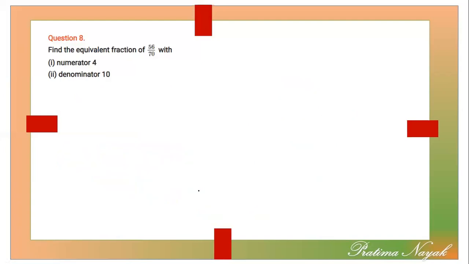Question number 8. Find the equivalent fraction of 56 by 70 with numerator 4. First part. 56 by 70. If you have understood, you can write it yourself, pause the video, write the answer and check it. You are getting numerator 4. So bigger is converted to smaller, that means it is divided by something. What is divided? 56 divided by 4 is equal to 14. 14 times 4 is 56. So 14 is the divisor.